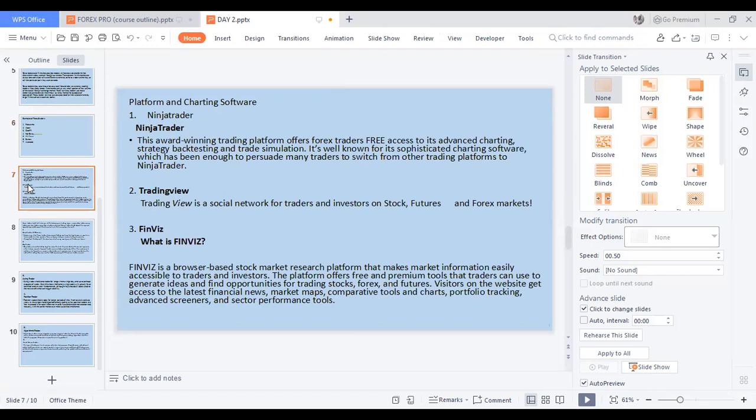Platforms and charting software. There are three types of platform and charting software. I will be dealing with only one, but that's what I use. Thank God I showed you that yesterday when I was trying to show you buy and sell. You see that platform I showed you yesterday? That's a very good example: TradingView. TradingView is a platform that many traders use in the financial market.